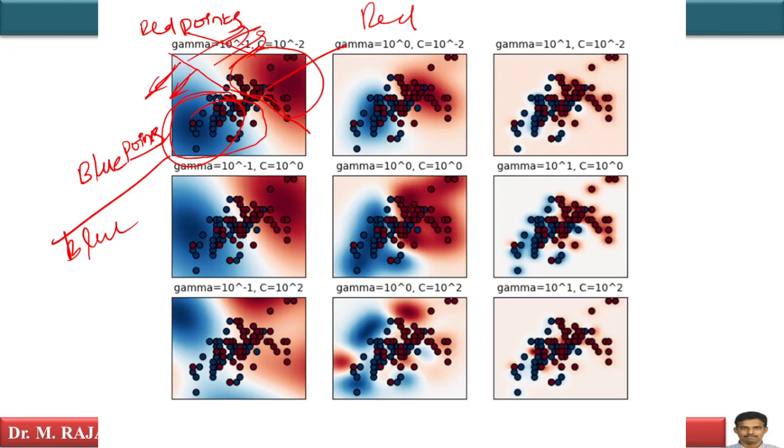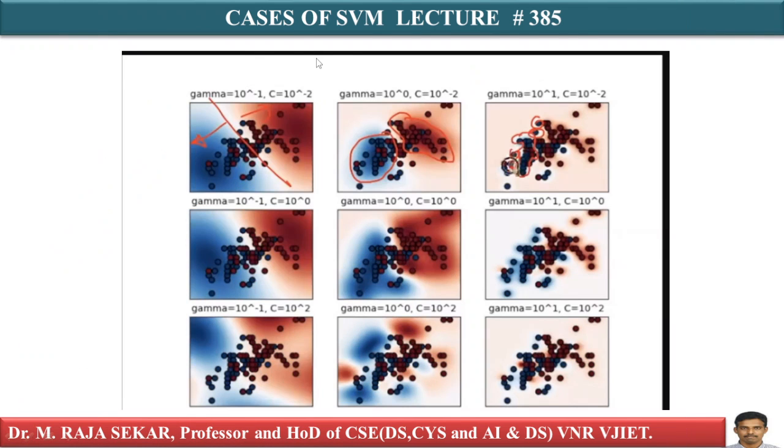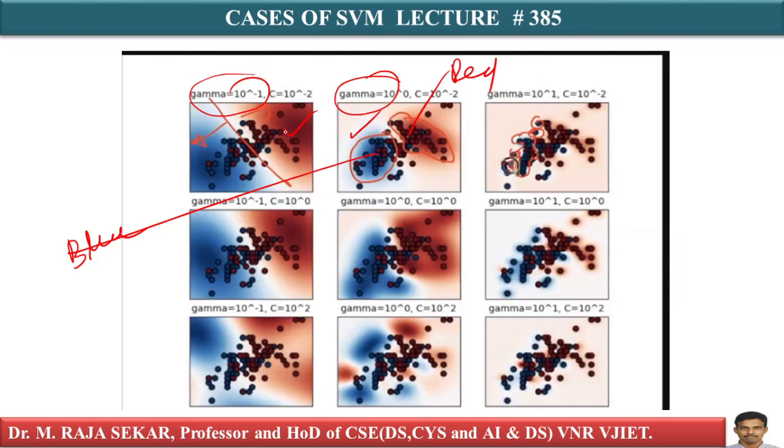Just let me check. Anyway, C is constant and gamma is increasing, isn't it? Here, what is gamma? In the first diagram, 10 power minus 1. This is 10 power 0. What is happening here? Your surface changes. All these points are blue, these points are blue points, these points are red points. What is the difference between this diagram and this diagram? Your gamma is changing. Gamma is increasing, isn't it?